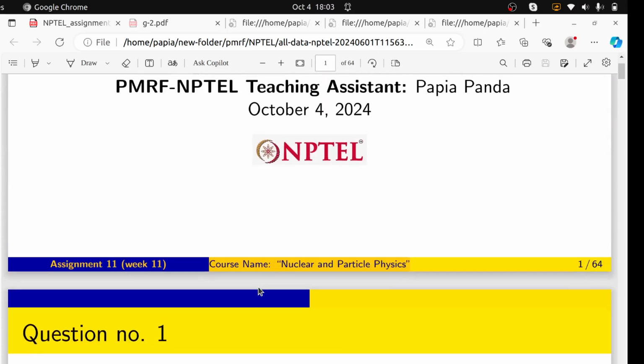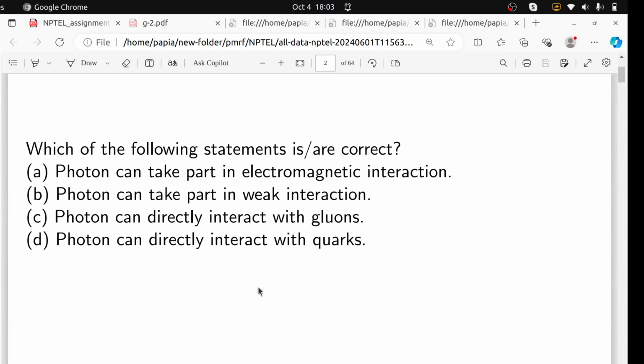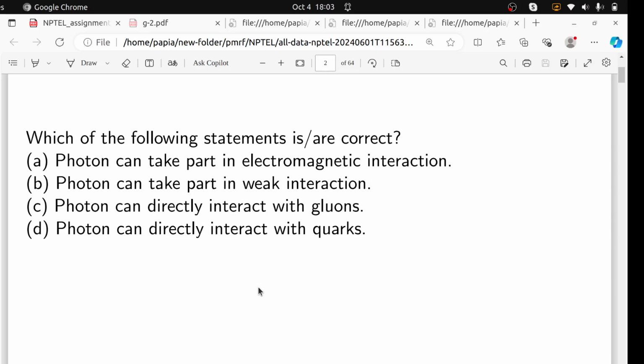The first question is: which of the following statements is or are correct? There are four options. Photon can take part in electromagnetic interaction, photon can take part in weak interaction, photon can directly interact with gluons, photon can directly interact with quarks.